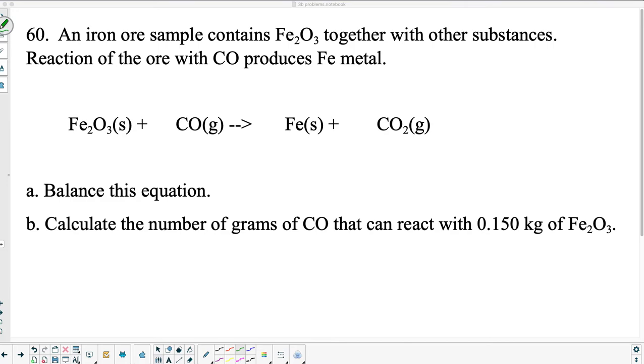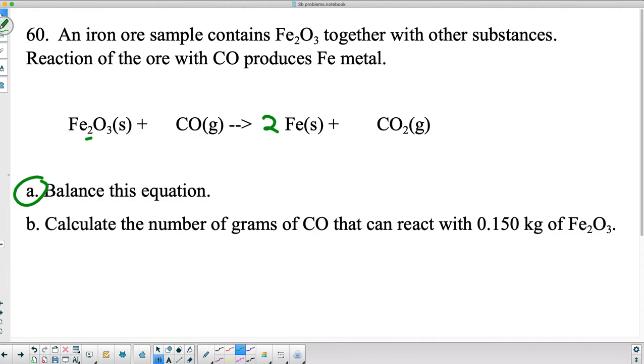An iron ore sample contains Fe2O3 together with other substances. Reaction of the ore with CO produces Fe metal. Okay, so here's our not balanced equation. Our first step, and you will see there are many times when I ask you to do something like this, you'll be given an equation. Please balance it. That means when I come through here to balance this, I do this, 2 and 2.